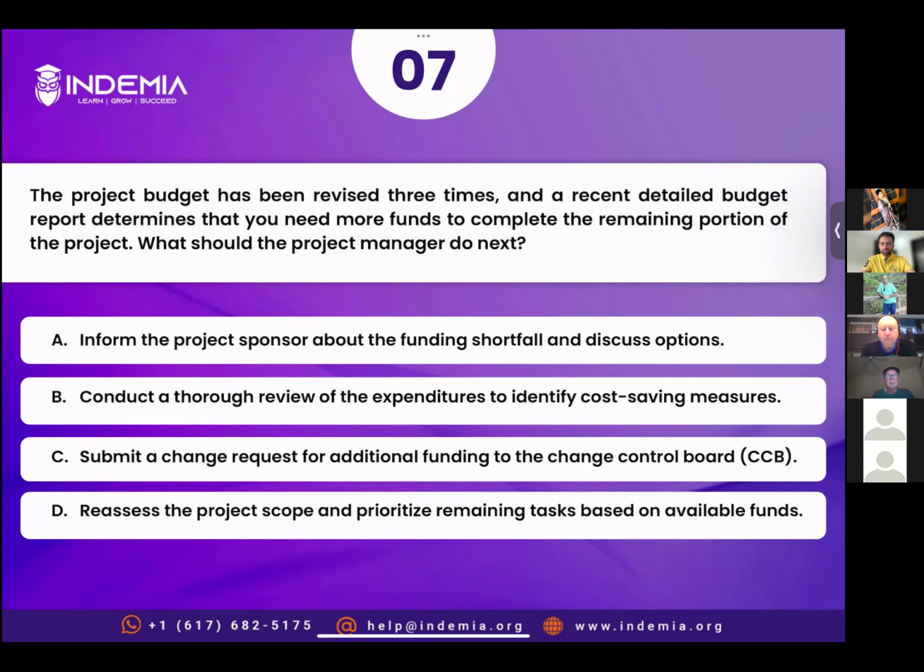So if this is the situation, the sponsor would be better positioned to tell you, okay, this could be the right answer. Do evaluation based on that. So if you have 3-4 options, discuss with the sponsor and then come up with the right answer. So the correct answer is option A. Let's read the explanation.